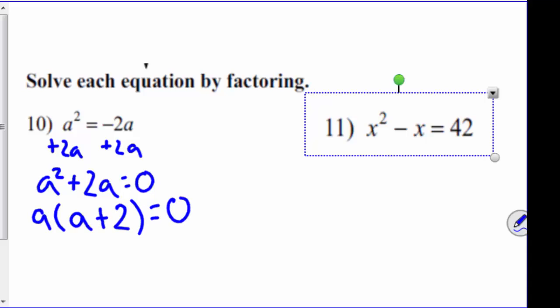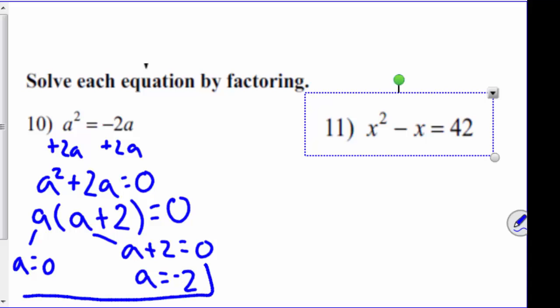So now we got to set both of these parts equal to 0. So a equals 0 and a plus 2 equals 0. So we have one of the solutions, a equals 0. So the second one, we just got to subtract 2 from both sides, and we get a equals -2. That is our two solutions.